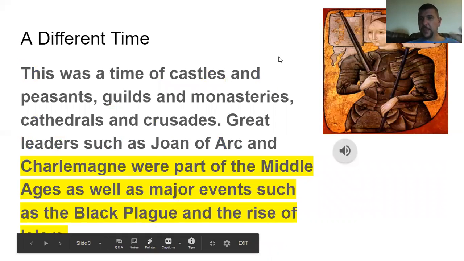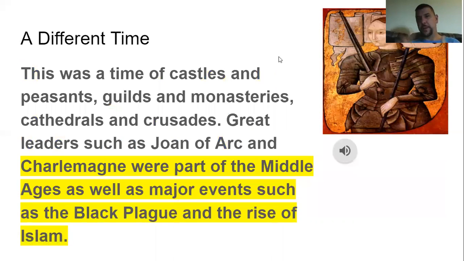So medieval times, it was a time of castles. You had peasants, guilds, monasteries, cathedrals, crusades. You had Joan of Arc, who's pictured up here, and we'll talk about her later on in this unit. Then you had Charlemagne. He was part of the Middle Ages, and you had the major events such as the Black Plague and the rise of Islam, and we'll talk about both of those in this unit.